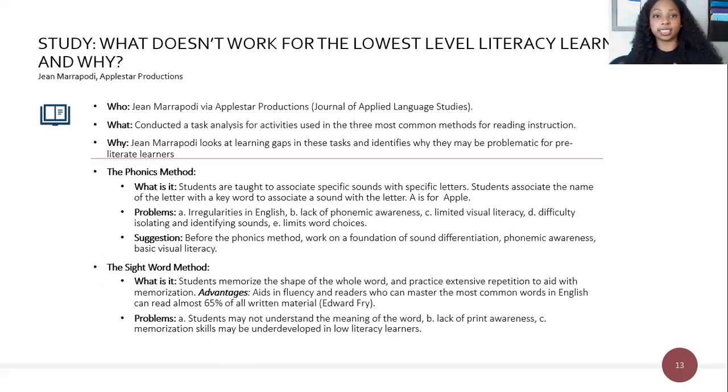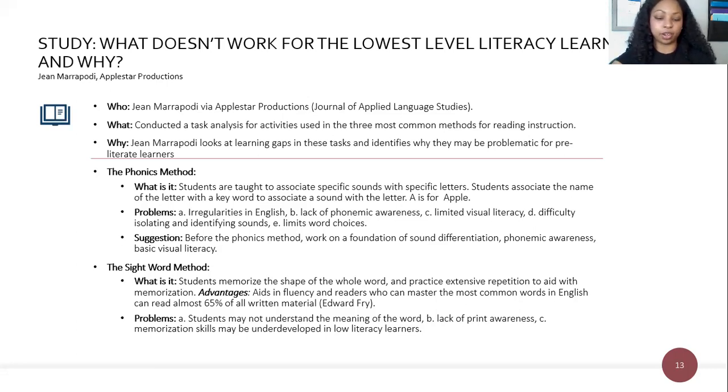Okay. The second study I wanted to talk about was "What Doesn't Work for the Lowest Literacy Learners and Why." This one was done by Jean Marrapodi, published in a journal of applied language studies. Marrapodi conducted a task analysis for activities used in the three most common methods for teaching reading instruction. He wanted to look at the learning gaps in these tasks and identify why they were problematic for pre-literate learners and what are some things that we can do to close the gaps. So he took a look at the phonics method, the sight word method, and the whole language method.